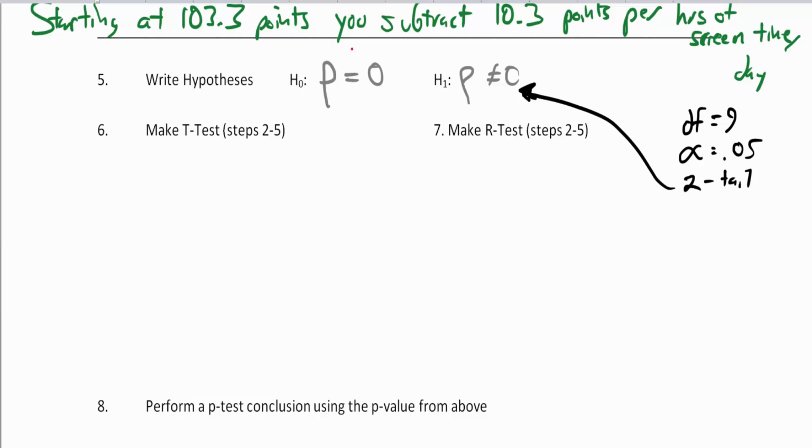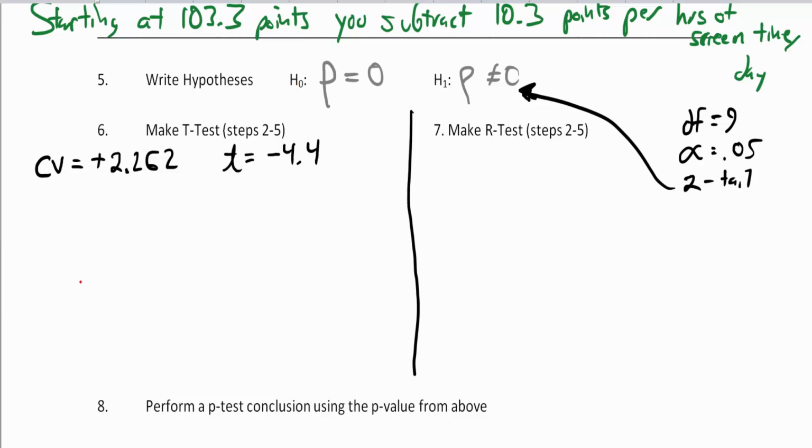So let's do this for our t-test here. Step 2, critical value. Critical value is plus or minus 2.262. And our test value from the calculator was negative 4.4. So we're going to have our, whoa, let's try that again. All right.